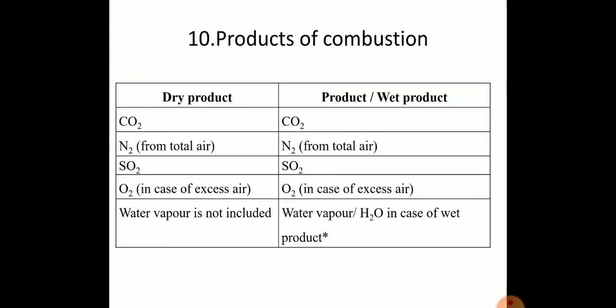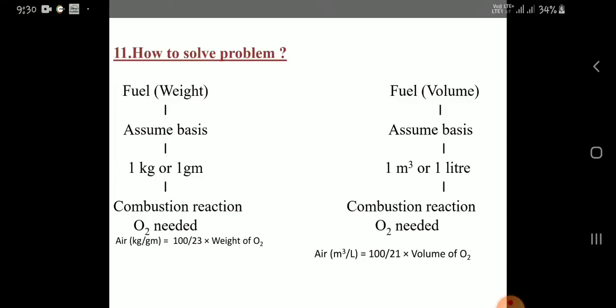Products of combustion are dry products or wet products. Dry products are carbon dioxide, nitrogen, sulfur dioxide and oxygen, but water vapor is not included. It is important to note that. But in wet products, carbon dioxide, nitrogen, sulfur dioxide, oxygen and water vapor are included in the calculation. It is important to note that.